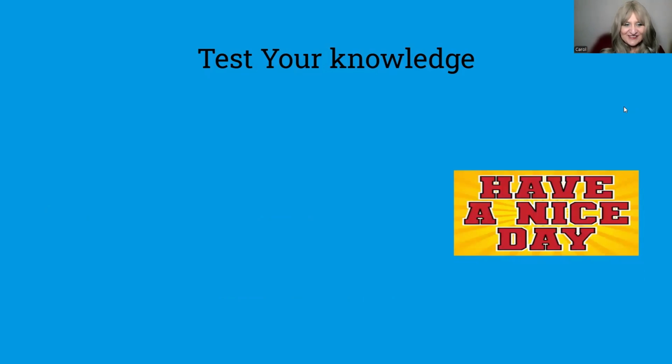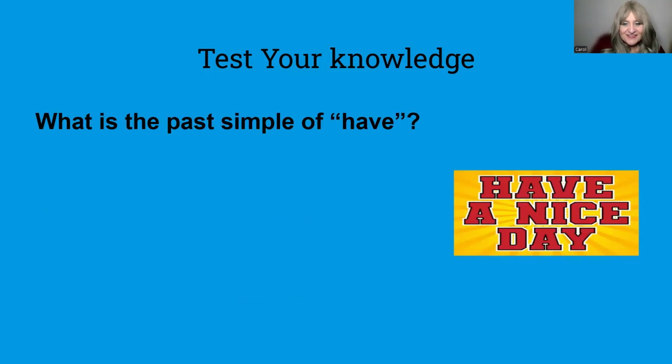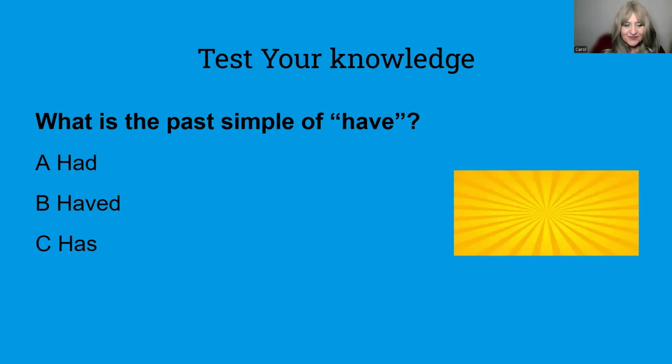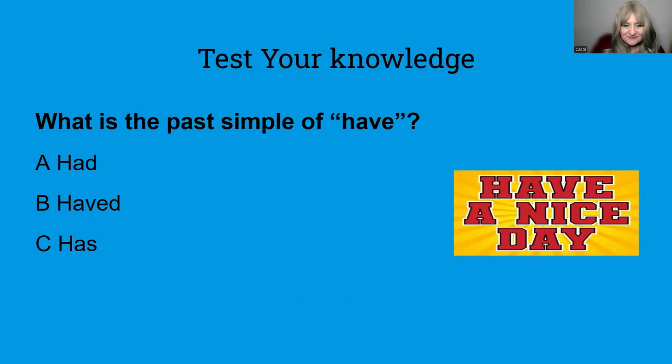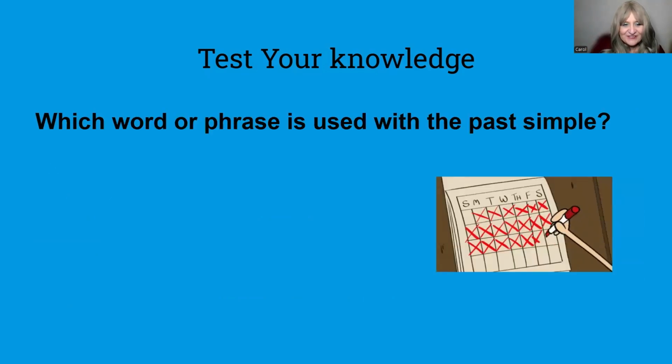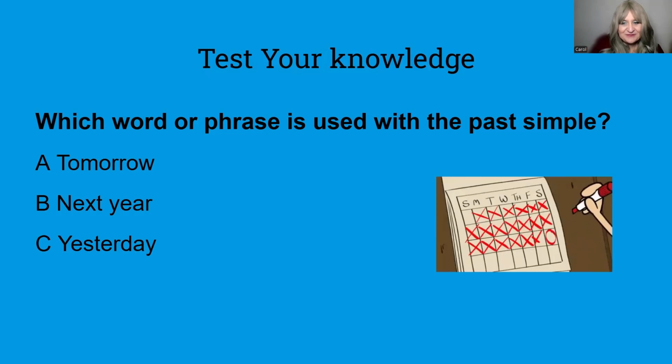Okay, next question. What is the past simple of have? Is it had, haved, or has? And the correct answer is A, it's had. Next question. Which word or phrase is used with the past simple? Is it tomorrow? Is it next year? Or is it yesterday? The correct answer is C, yesterday.